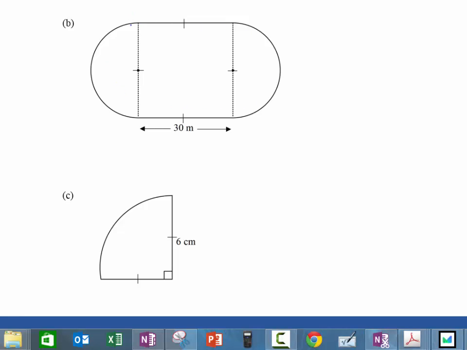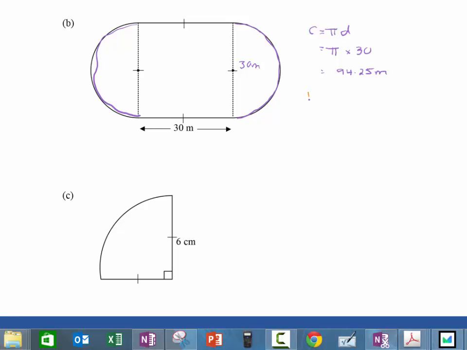Here we have what looks like a racetrack situation, and we can see that we've got all these dashes, meaning that all of these sides are 30 metres, and that is a diameter. Now the thing is, when we've got curved parts, we should try and find them first. I've got half a circle here and half a circle here, so all up I have a whole circle. So circumference equals pi times diameter, which is going to be pi times 30, which is going to give me an answer of 94.25 metres to 2 decimal places.